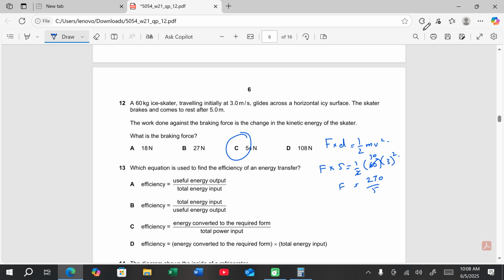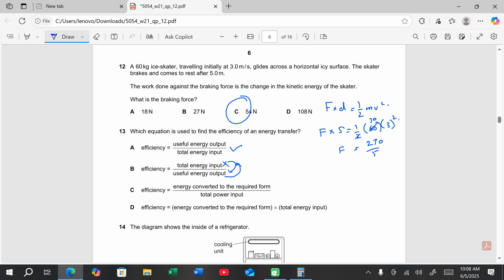Which equation is used to find the efficiency of the energy transfer? Useful energy output over total energy input? Yes, that is. Total energy input, no, that's wrong, because this has to go down and this has to go up. Energy converted to required form over total, no. This is energy and this is power. They both should be energy, or both should be power. Energy converted to the required form, multiply, no, it's not multiply, it's divide. So it is going to be A.